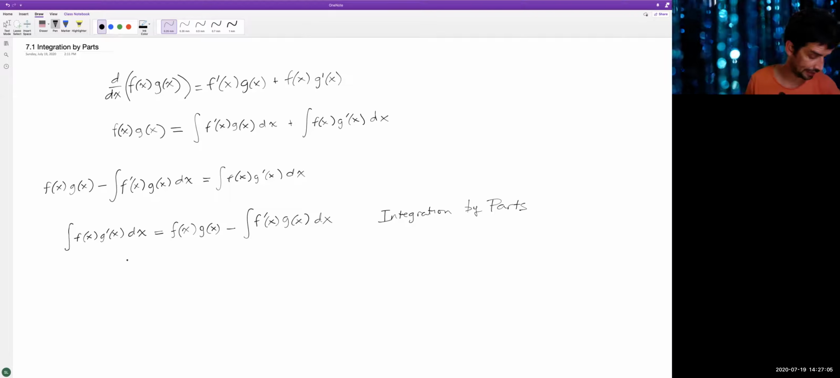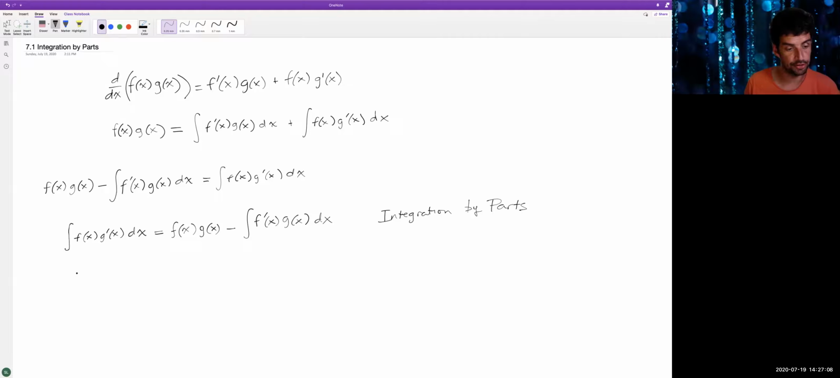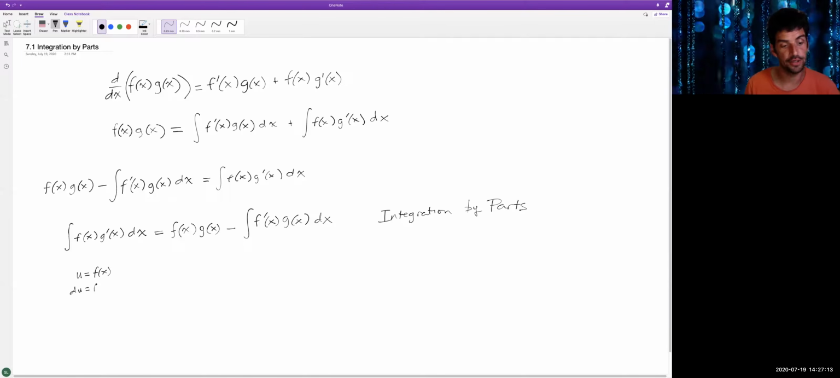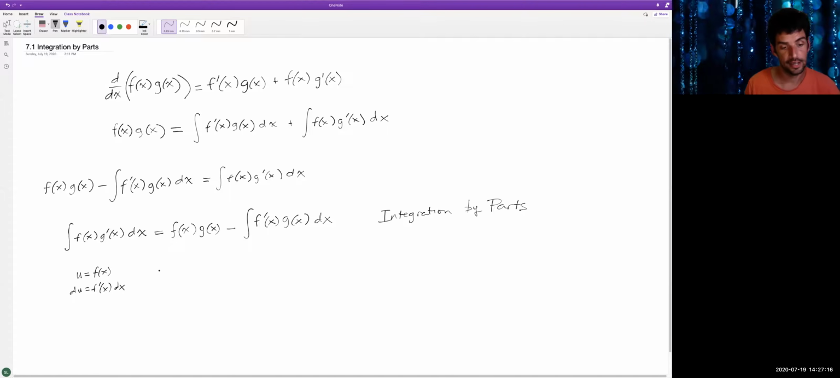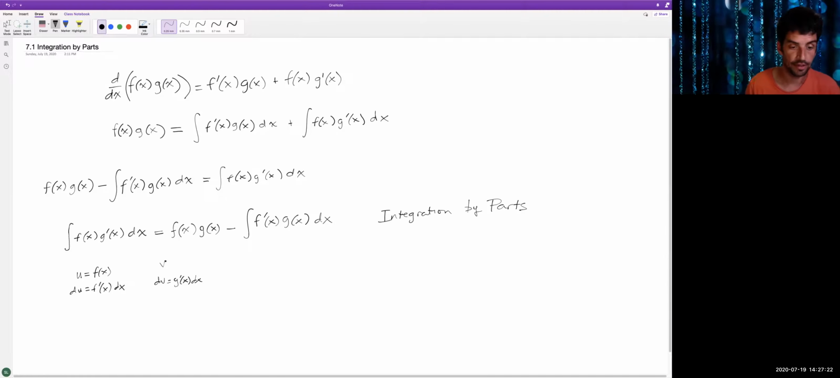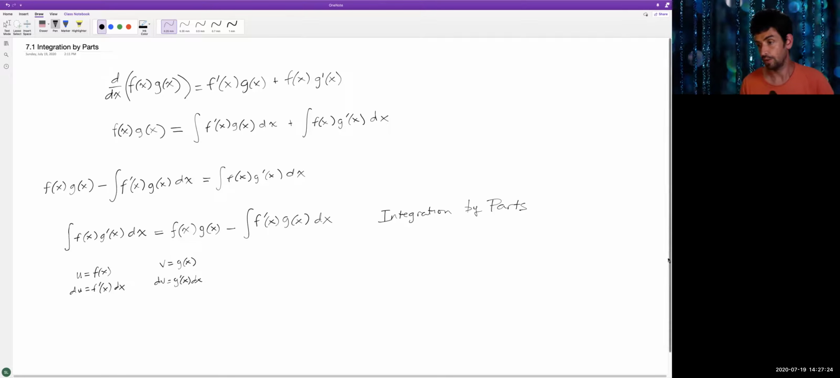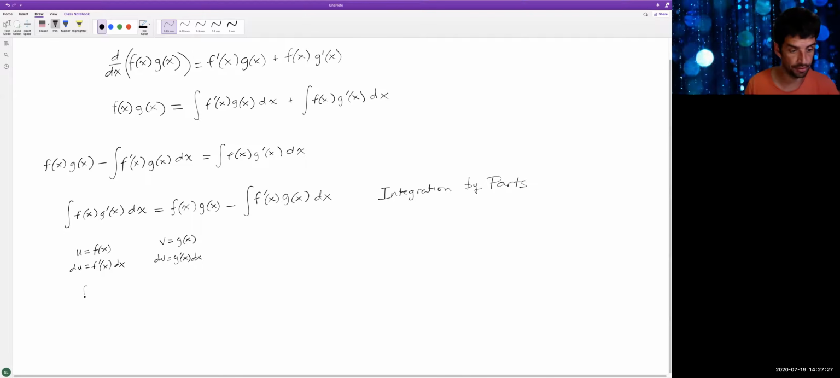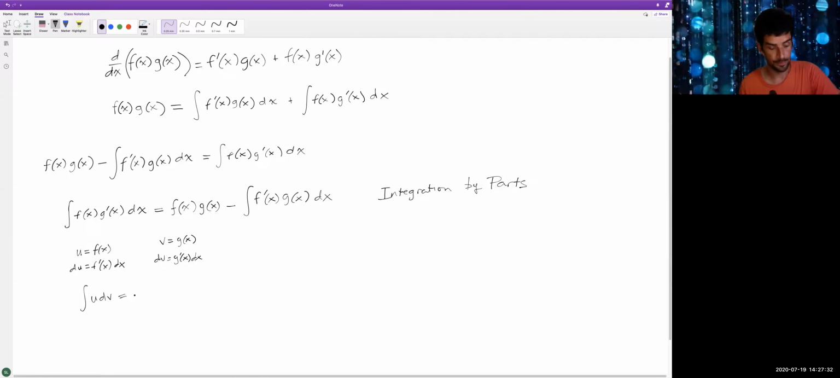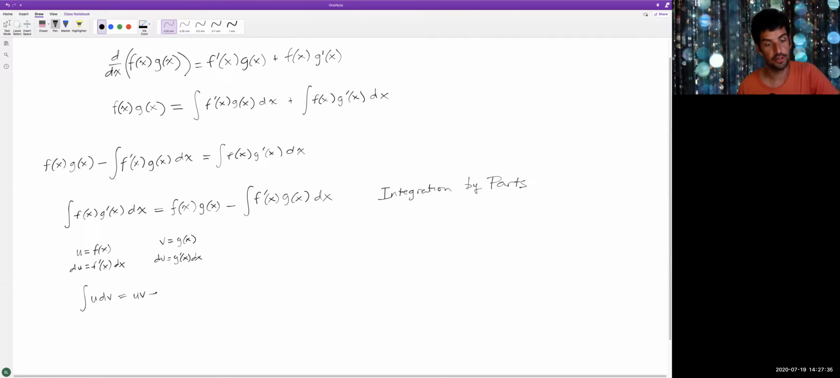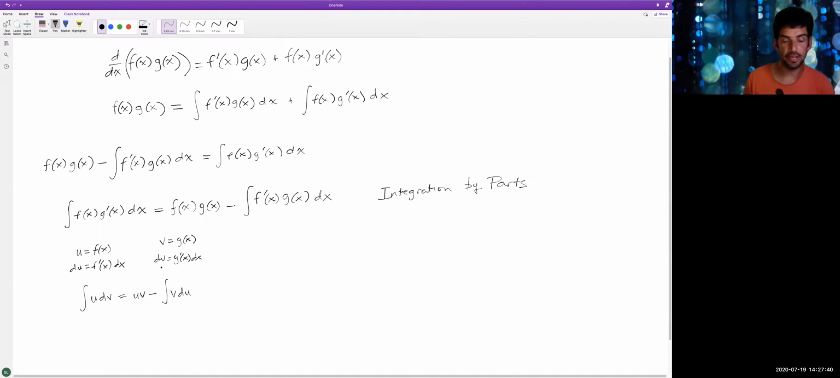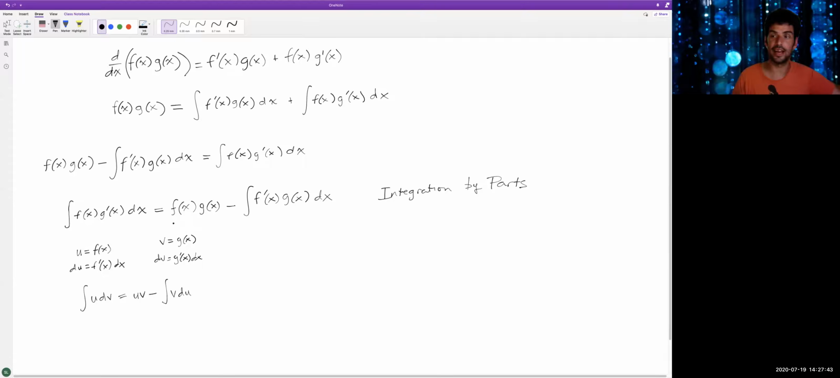Sometimes it's written slightly different. Sometimes you'll see it written as taking u to equal f of x. So du is f prime of x dx, and dv is going to be g prime of x dx, and v is equal to g of x. Well, if that's the case, this formula becomes the integral, the antiderivative of u dv equals uv minus the integral of v du. Okay, so it may be easier to remember that way or this way. They mean exactly the same thing.